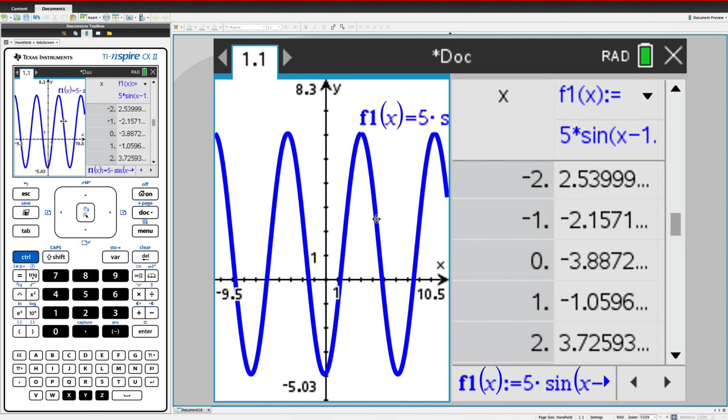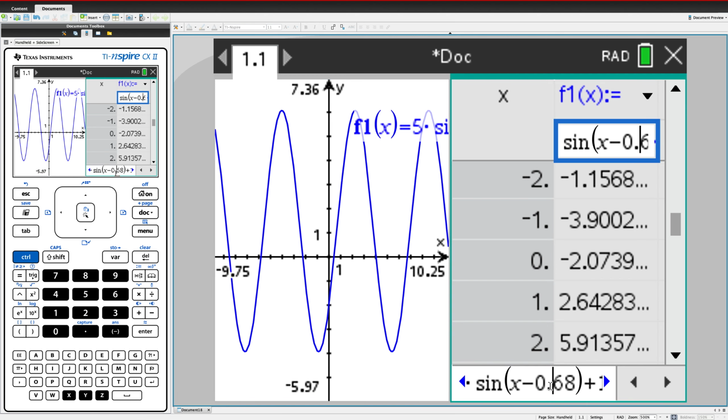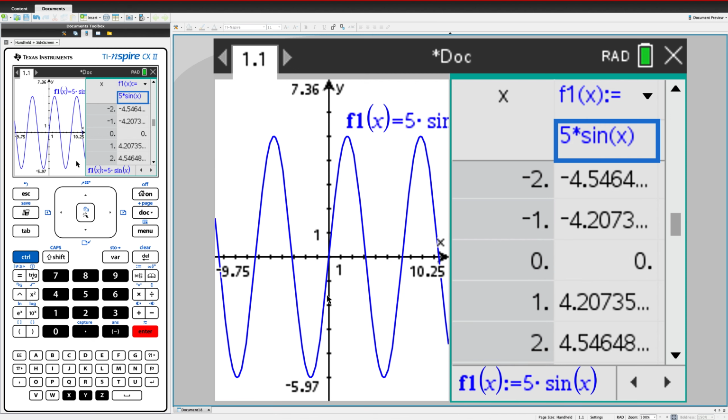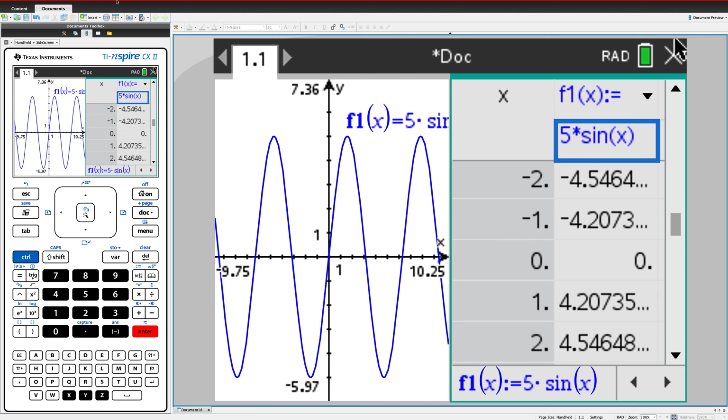I'm going to slide this over for my picture. Whoops. I messed up my equation there, so as you get your values in, come on.